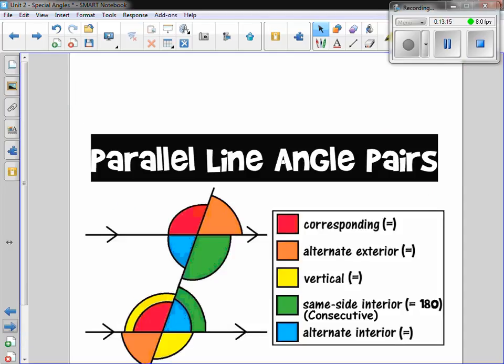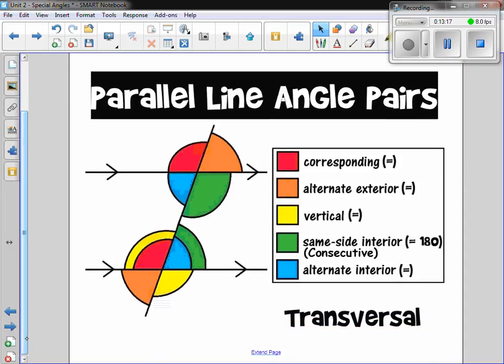Here is a nice picture that you can use as reference for all of the angles together. Please note that same side interior is the same thing as consecutive.